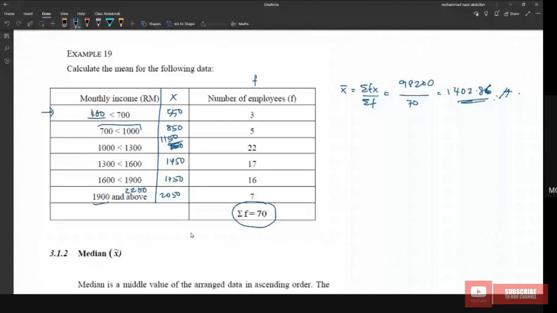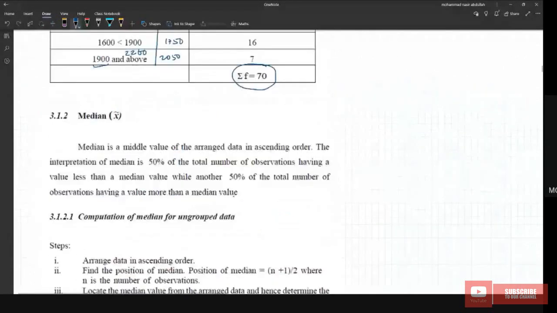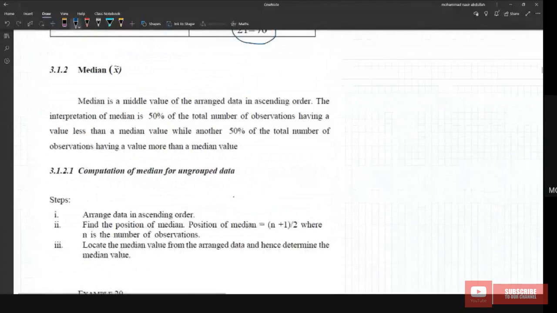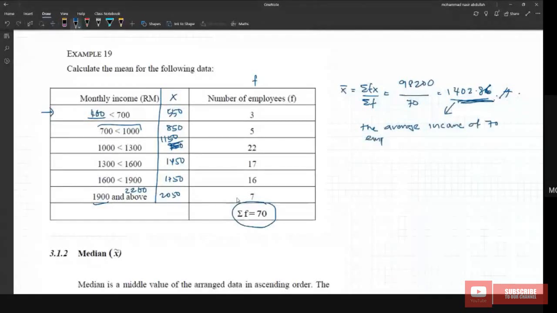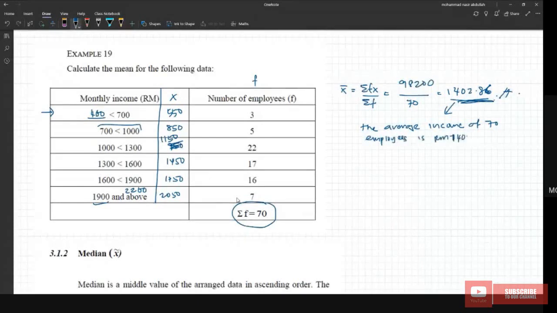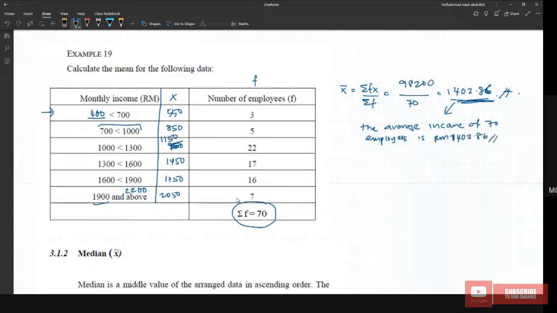Now, we move to the second part, which is median, right? So before we move to the second part, we need to understand mean is the average of the data, right? So how to interpret this one? The average income of 70 employees is RM1402.86. So this is how we interpret the value of mean, right?